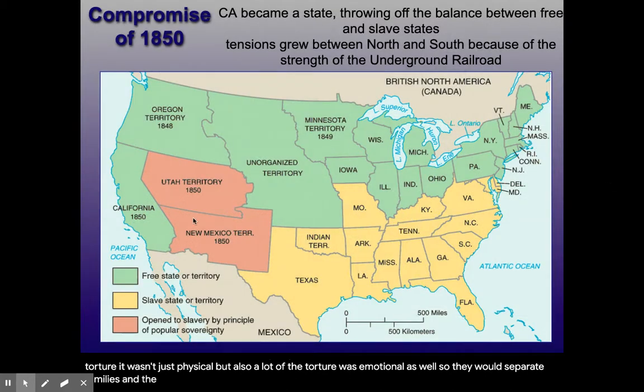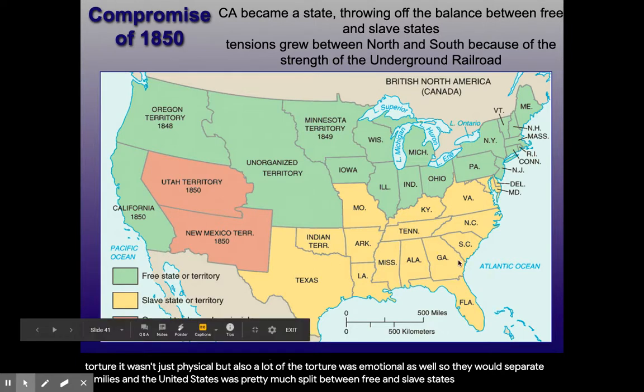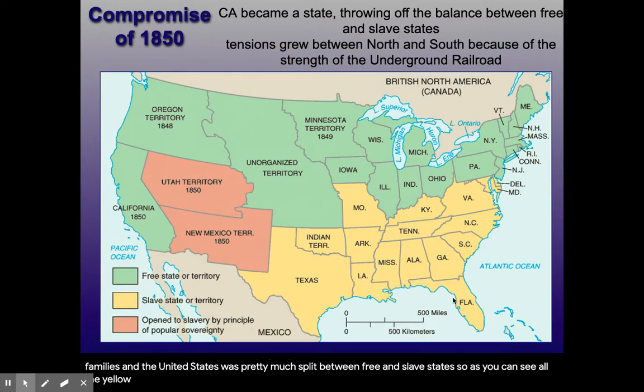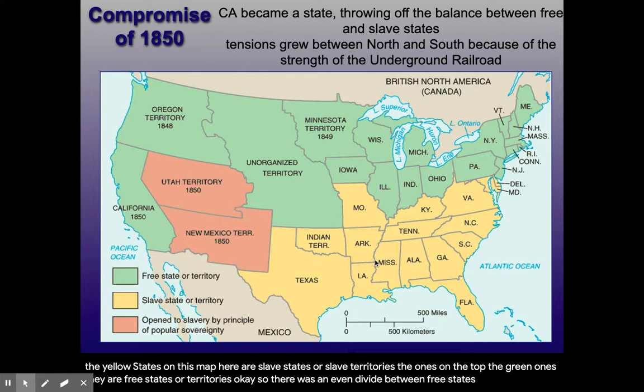And the United States was pretty much split between free and slave states. So as you can see, all the yellow states on this map here are slave states or slave territories. The ones on the top, the green ones, they are free states or territories. So there was an even divide between free states and slave states.